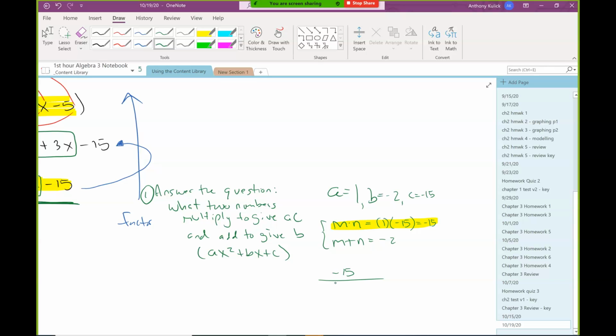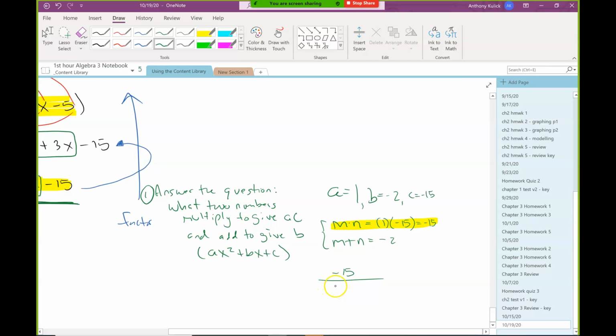I don't want to start with the addition problem because there's infinitely many pairs of numbers that can add to give me -2. Right? -2 and 0, -3 and 1, -4 and +2, and going on and on. And you can do that forever, and it's a mess. We always want to start with the multiplication problem.